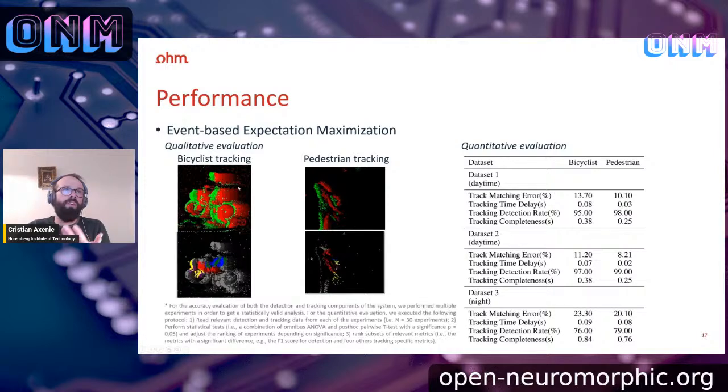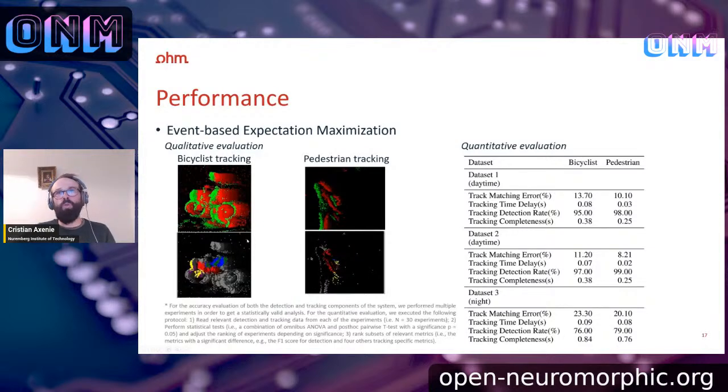On the side of the event-based expectation maximization, what we see here in the qualitative evaluation is the bicyclist tracking. The green events are the on events, the red events are off events in the upper part, and in the lower part you see the coloring of the body segments. To remind you, we embedded the body structure in the algorithm, and through expectation maximization, we maximize the likelihood that one event belongs to one of the body parts.